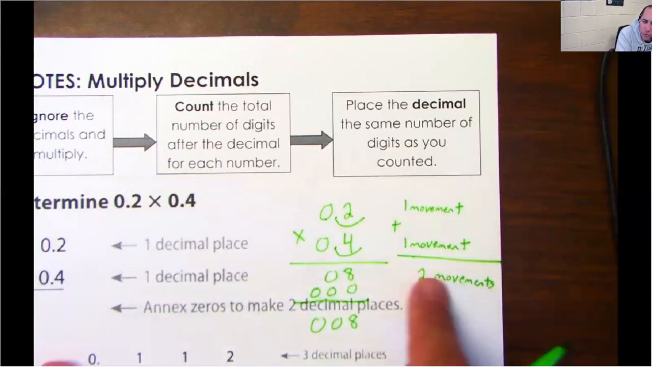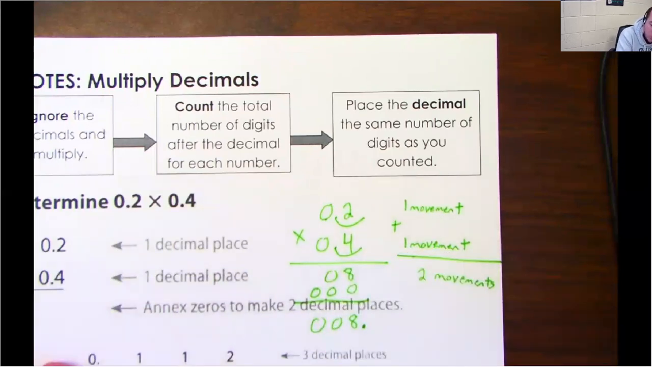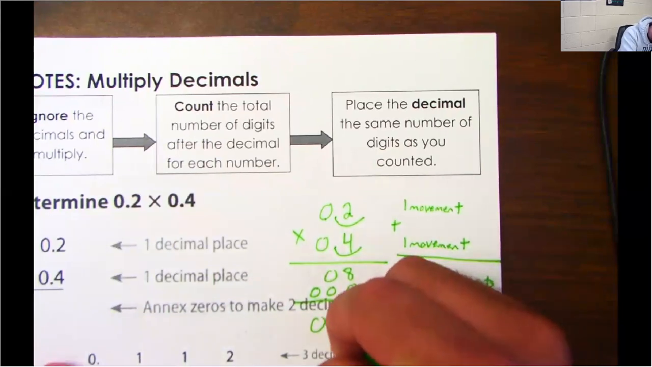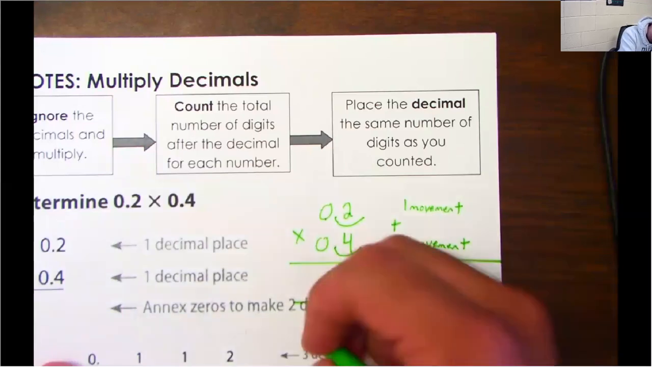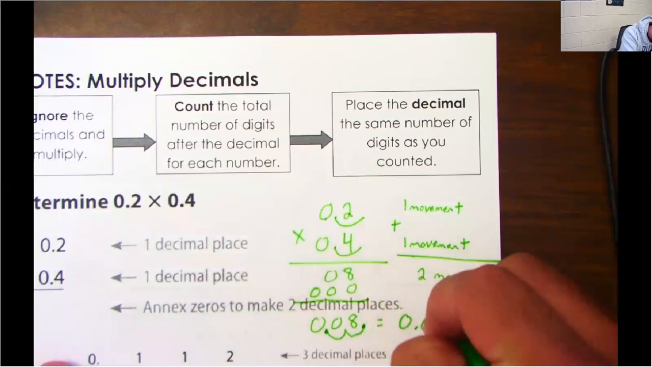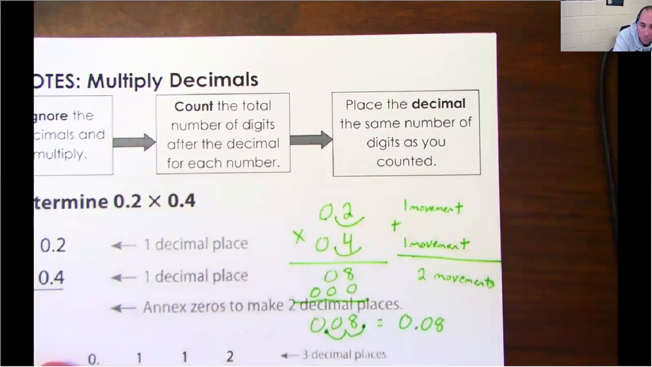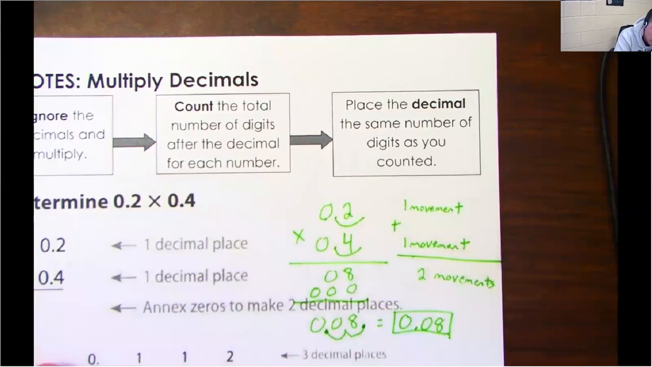Now, you remember our movements? We had 2 total movements. Well, we take our decimal and put it at the very back, and we're going to move it to the left 2 times. 1, 2. People are like, Mr. Noland, why did you only move it twice? Well, because I had 2 movements. So your decimal now goes here. So your final answer is 0.08. That is it. You are done.